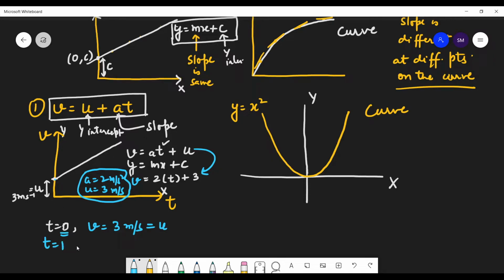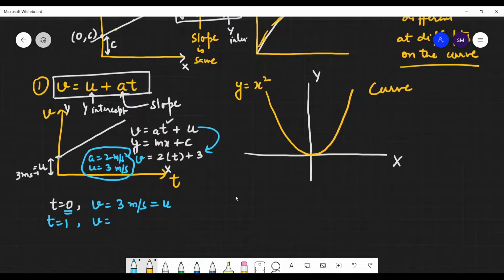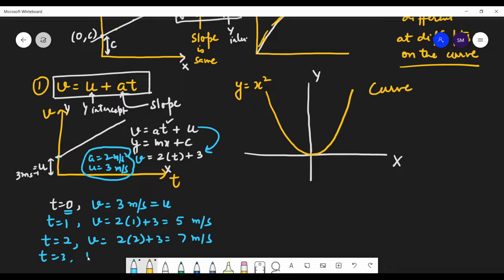Now when t is equals to 1, what is the value of v? 5. Yes. So 2 into 1 plus 3, that is equals to 5 meter per second. When t is equals to 2, what is v? 7. 2 into 2 plus 3, that is 7 meter per second. When t is equals to 3, what is v? 9. Okay. So 2 into 3 is 6 plus 3, 9 meter per second.